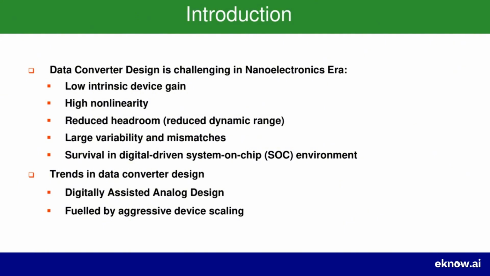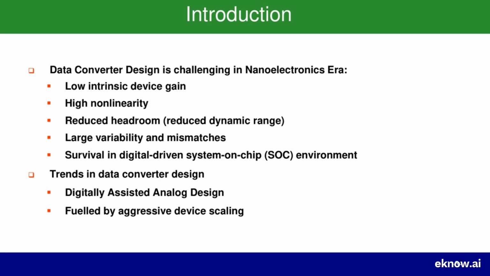Next, we have high nonlinearity. In a perfect world, an amplifier's output would be a perfectly scaled version of its input. That's a linear relationship. But with modern devices, this relationship becomes more curved and distorted, or nonlinear. This nonlinearity introduces errors and distortion into the signal you're trying to convert, reducing the overall accuracy of the data converter.